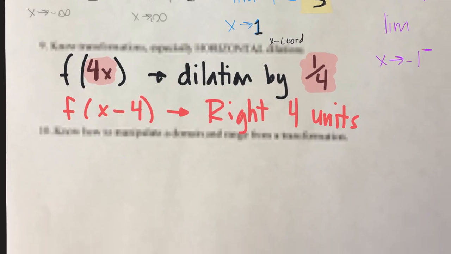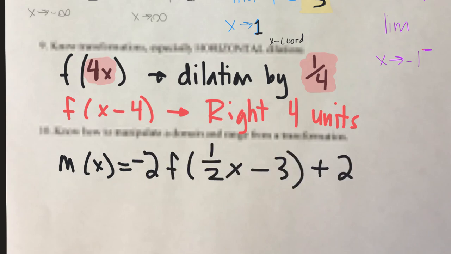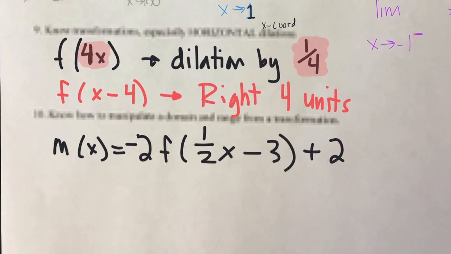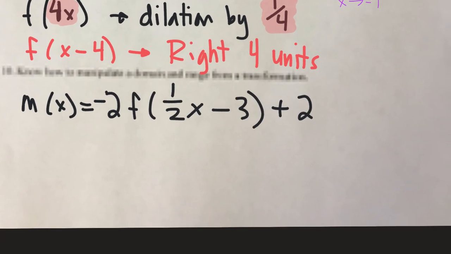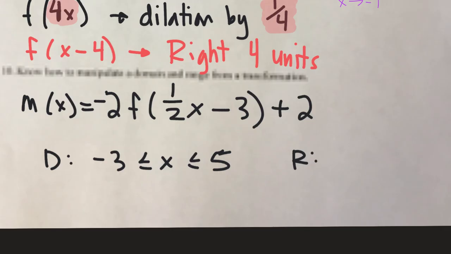And then know how to manipulate a domain and a range from a transformation. So say we have this. Let's say that is your transformation. Okay? And maybe we have a domain of negative 3 is less than x is less than 5. There's your domain, and your range, let's say, is 1 is less than or equal to y is less than or equal to 10. So there's your domain and your range.